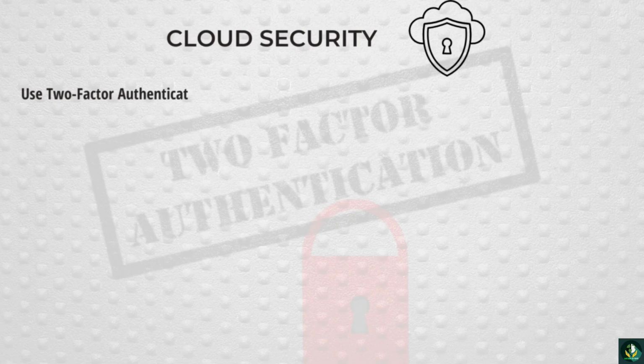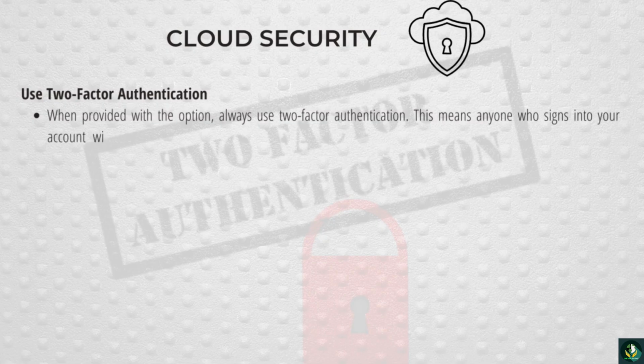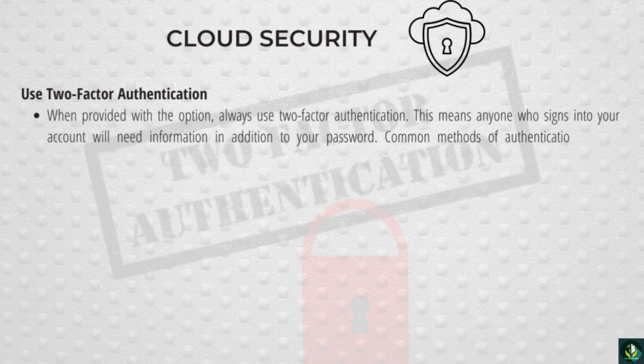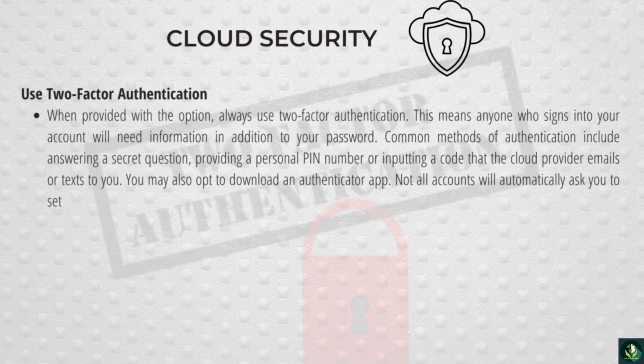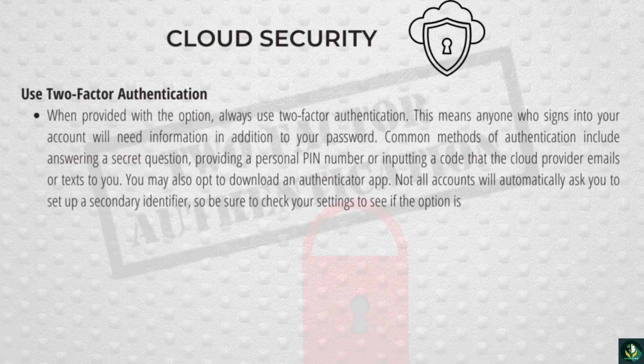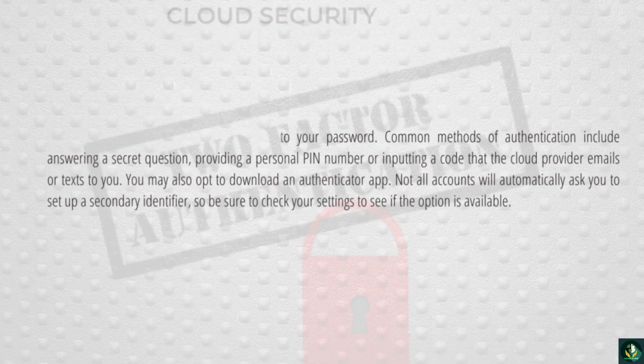Use two-factor authentication. When provided with the option, always use two-factor authentication. This means anyone who signs into your account will need information in addition to your password. Common methods of authentication include answering a secret question, providing a personal PIN number, or inputting a code that the cloud provider emails or texts to you. You may also opt to download an authenticator app. Not all accounts will automatically ask you to set up a secondary identifier, so be sure to check your settings to see if the option is available.